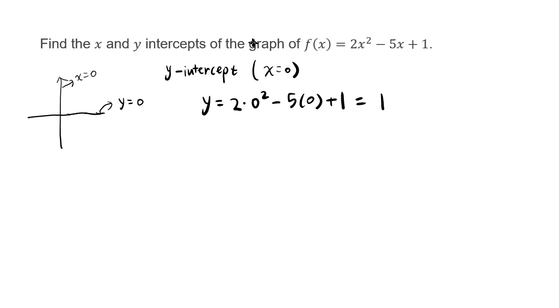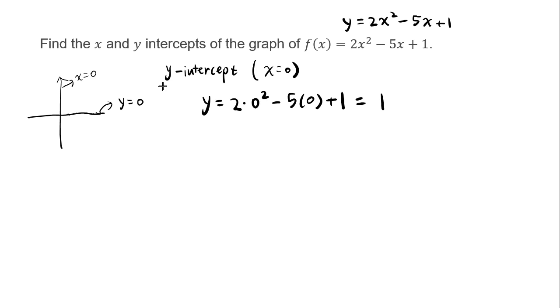See, when you say the graph of f of x, that means you're trying to look at the x and y values that satisfy this equation, right? And what I just did was plug in 0, making the first two terms 0, and you get y equals 1. So the y-intercept is 1.